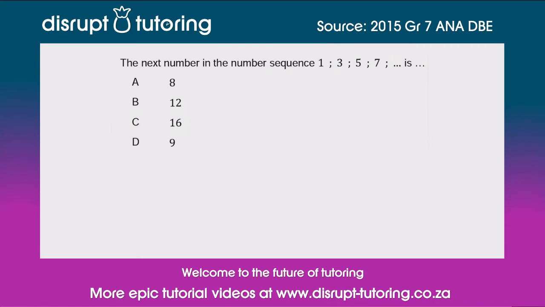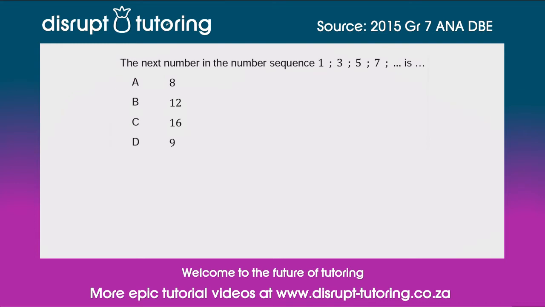Today we're looking at a number sequence, and a very basic number sequence at that, just so we can warm up the mind a little bit. I'm going to get straight into the question. The next number in the number pattern or the number sequence is, okay, so the number pattern they've given us is 1, 3, 5, 7.